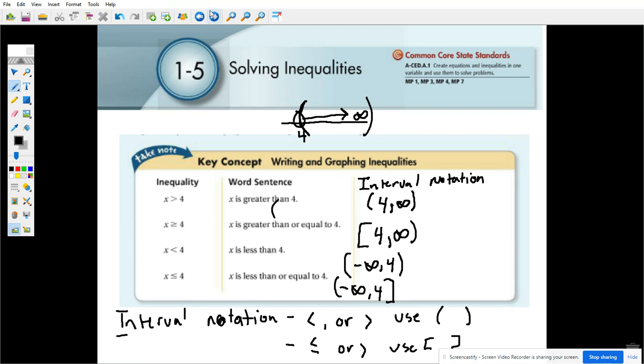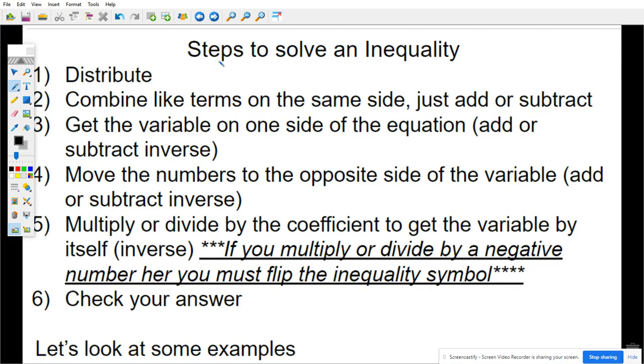So we're going to go through a few problems. We're going to solve these. And in those problems, we solve them just like we would equations. There's only one subtle difference, and that's in step 5. In the very last step, if you multiply or divide by a negative, you're going to flip the inequality symbol. So if it starts less than, then it will become greater than. If it's greater than or equal to, it'll become less than or equal to. We're going to do a couple of examples that show that.